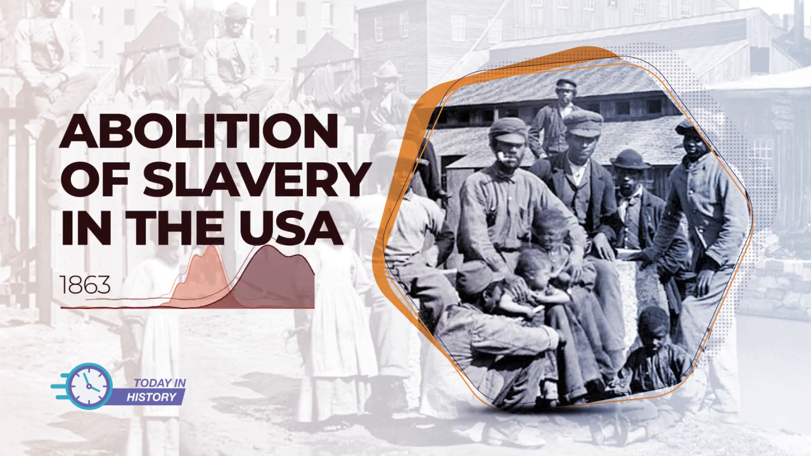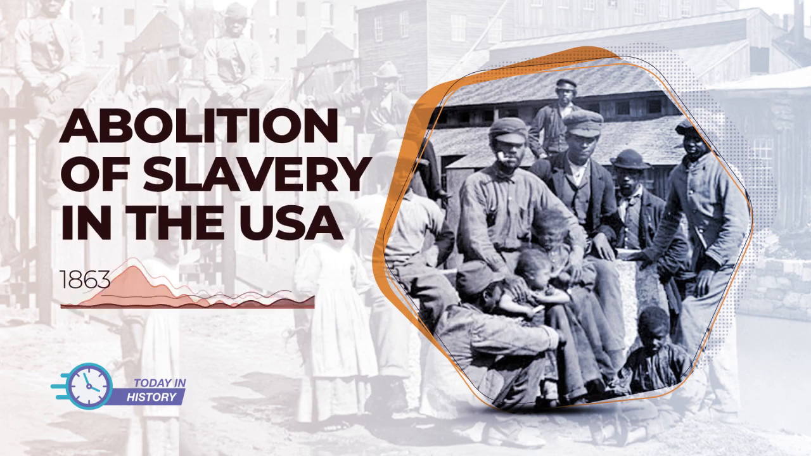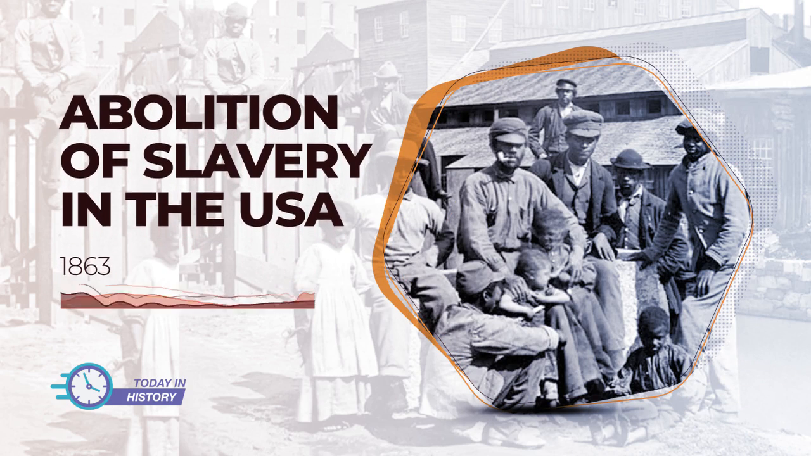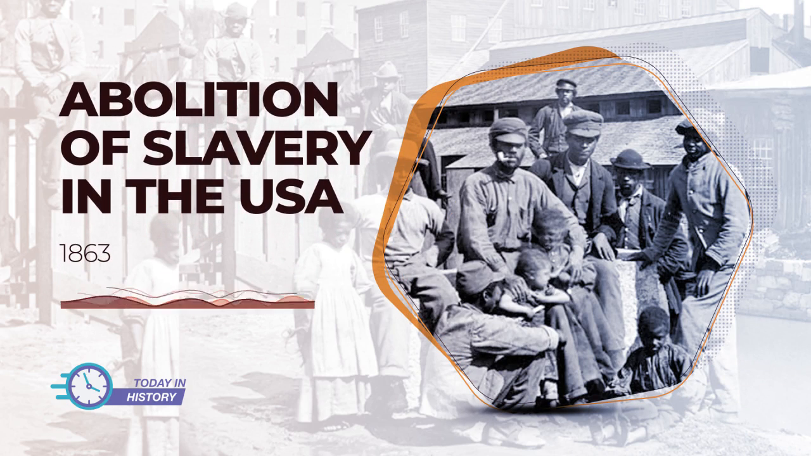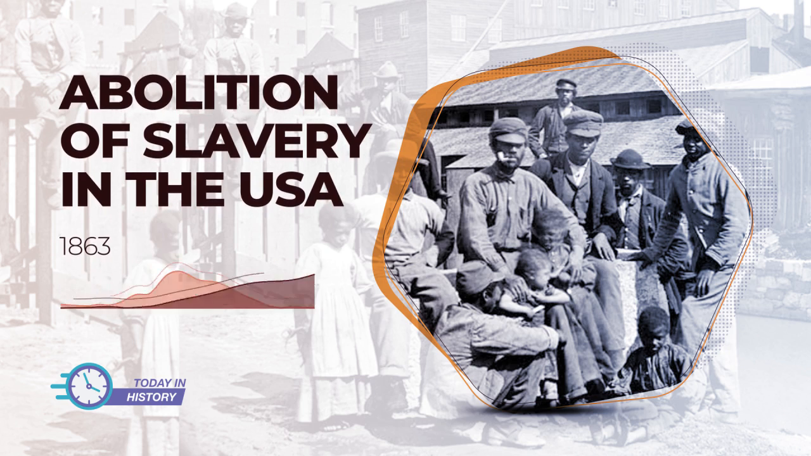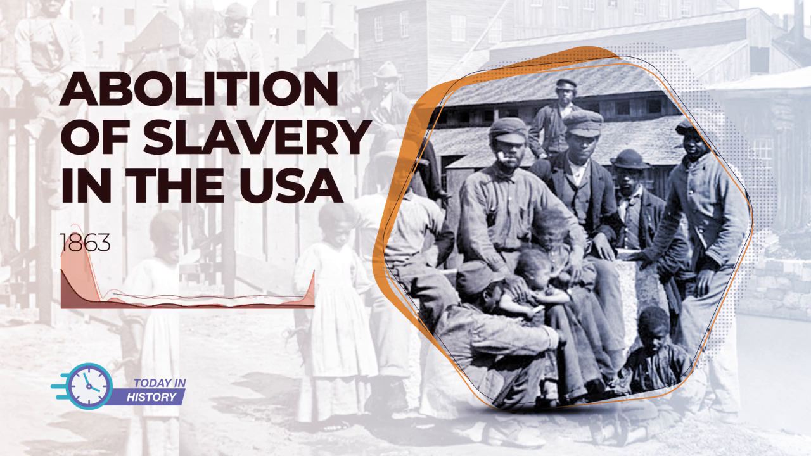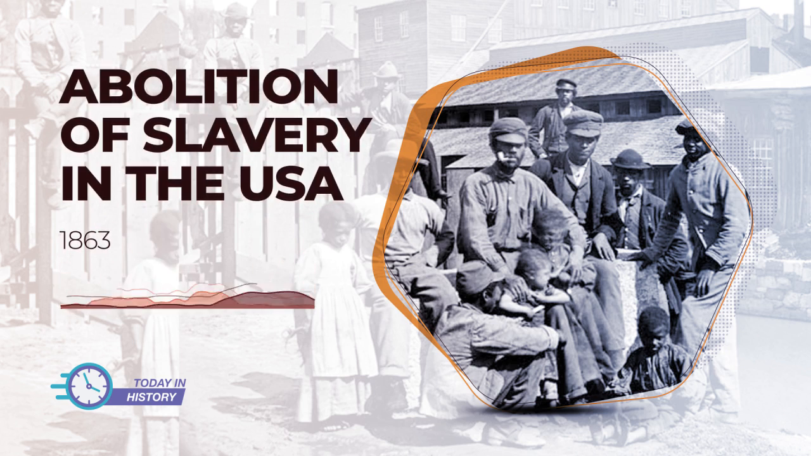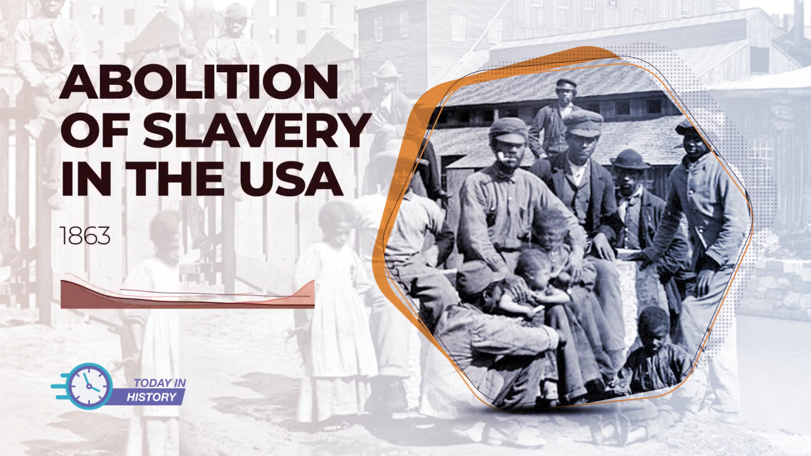In today's video we will talk about the day, January 1, 1863, abolition of slavery in the United States. The issue of slavery in the United States is framed in the context of a civil war, in which the 21 northern states faced the 11 southern Confederate states.